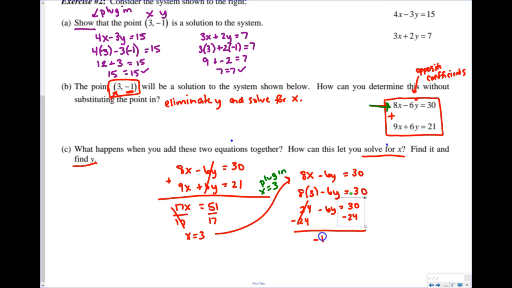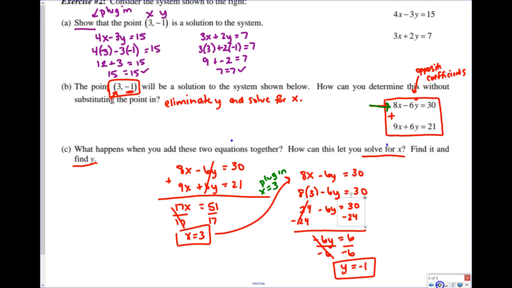These cancel out, and I get negative 6y equals 6, and divide both sides by negative 6, and yep, I get that negative 1. So I found y equals negative 1, I found x equals 3, and I didn't have to graph it, and I didn't have to use the substitution method. I eliminated a variable and made a very easy thing to solve. So this could be a really good method for you if you found graphing or substitution challenging.